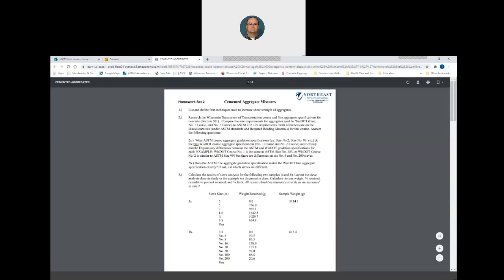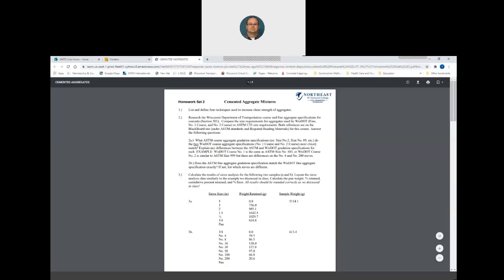Research the Washington Department of Transportation coarse and fine aggregate specifications for concrete, Section 501. Compare the size requirements for aggregates used by WSDOT, find number 1 coarse and number 2 coarse, to ASTM C33 size requirements. Both references are on the Blackboard site. Answer the following questions. 2A.